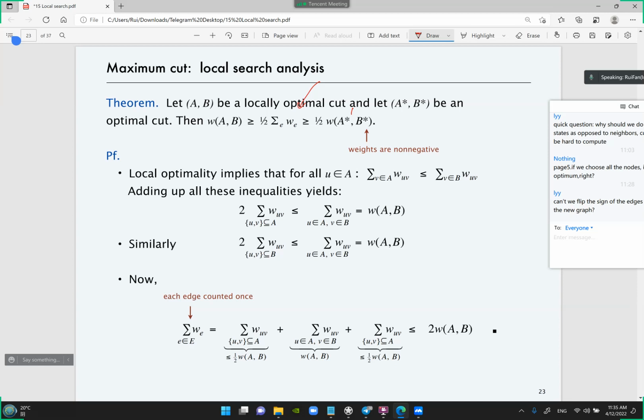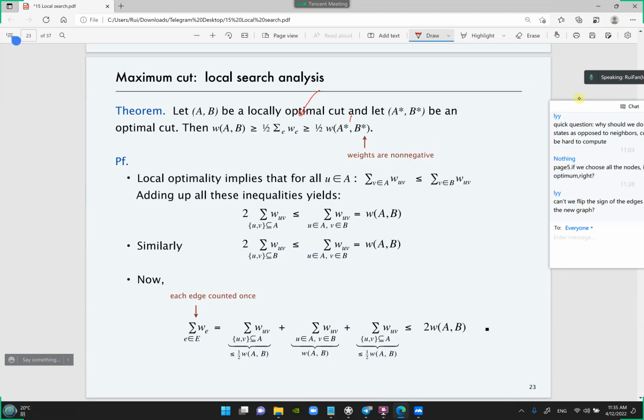Now to show this, the proof relies on this property: when your algorithm terminates, let's look at any node u in A. Remember you have two sides, A and B. We have this expression over here. It's basically saying that you have A and B, and then you have a node u. The left-hand side is summing up the weights of all the edges from u to all of its A side neighbors.